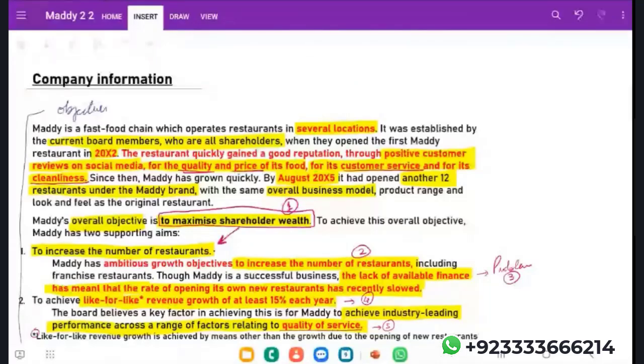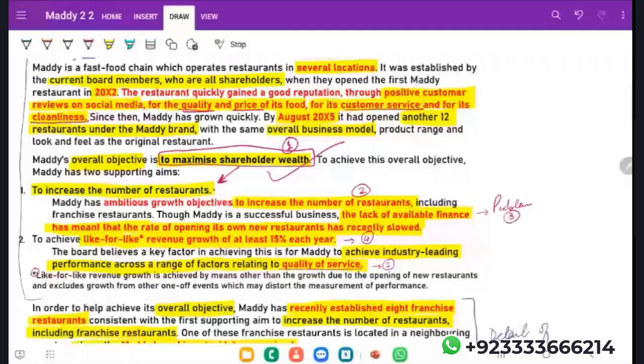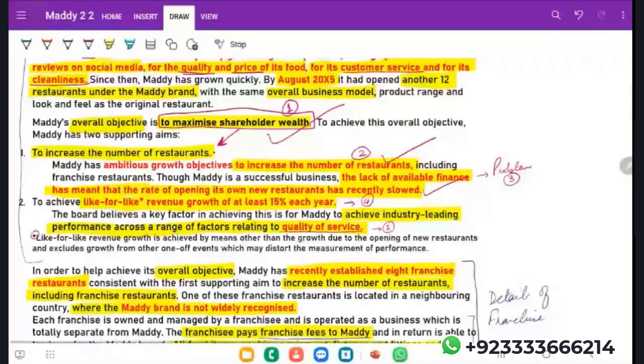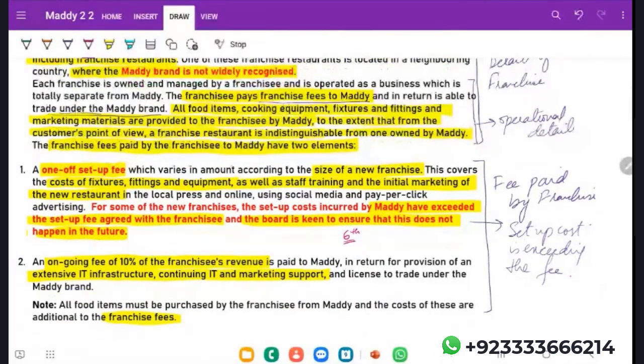right? So what we have identified: the company's objective is to maximize shareholder wealth, right? The company must increase the number of restaurants. Then there is a problem in finance. Then revenue growth should be at least 50%, and this should be like-to-like revenue growth, meaning operational growth from your normal traditional businesses, right? Quality of service, and then there was another problem which is setup fee. So there are six major problems which we have identified.